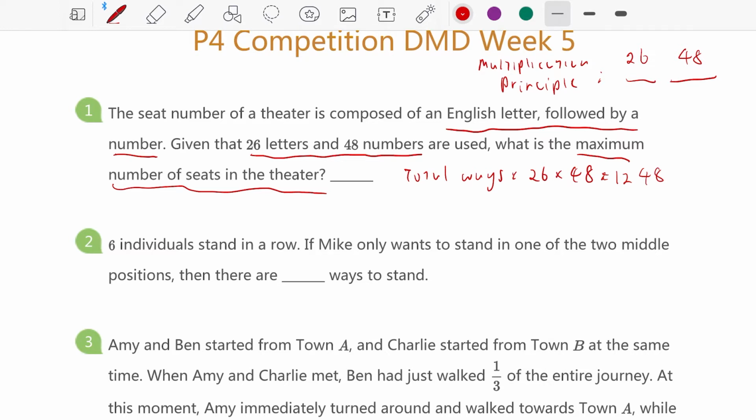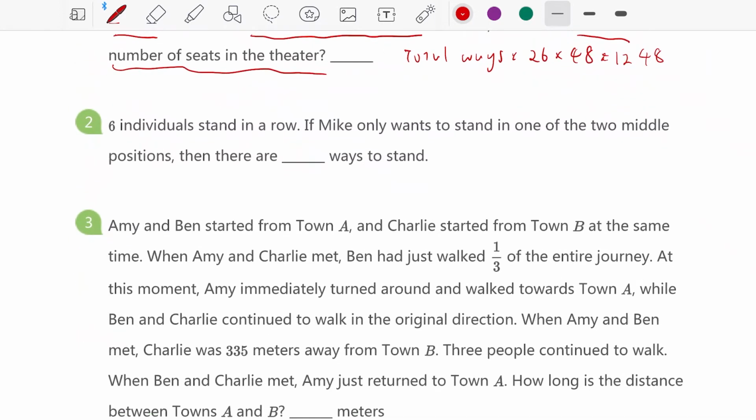Now, let's move on to the next portion. There are 6 individuals standing in a row. If Mike only wants to stand in one of the 2 middle positions, how many ways are there to stand? So we have 6 students, but we are for sure that he only has 2 positions that he would like to pick. So maybe, without any loss of generality, he picks this portion. So there are 2 ways for him.